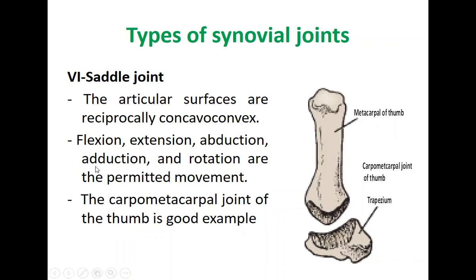The example for this saddle type of joint is the carpo-metacarpal joint. Between the carpal bones, you have seen the trapezium, one of the carpal bones, and this is the metacarpal. This is the best example for the saddle type of joint. The carpo-metacarpal joint of the thumb is a good example. The great toe of the hand is called the thumb.